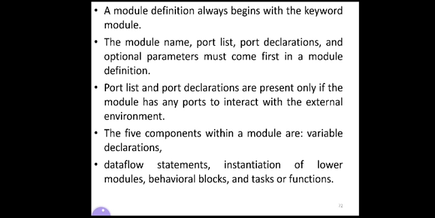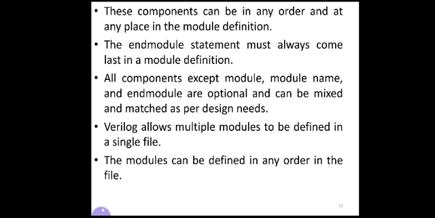So the 5 different components within a module are variable declarations, data flow statements, instantiation of a lower module, behavioral block, and tasks or functions. Just now we have discussed. So out of these 5 types of components, any one or all of them are required as per the design or requirement of the designer or the program. So these components can be in any order or at any place in the module definition.